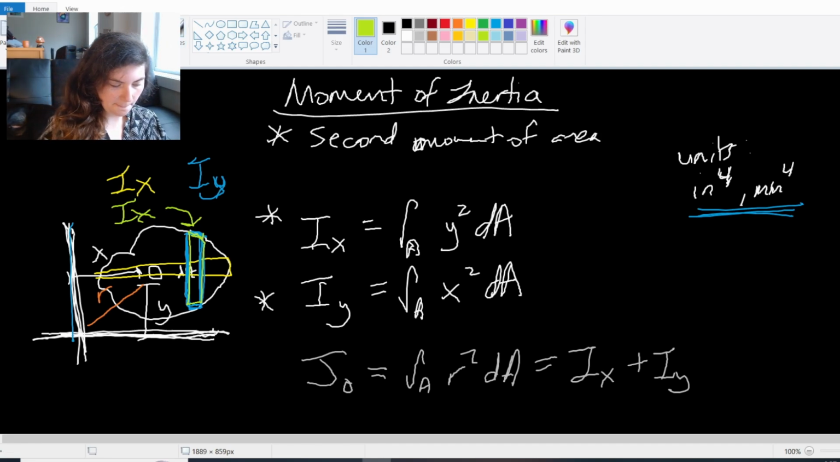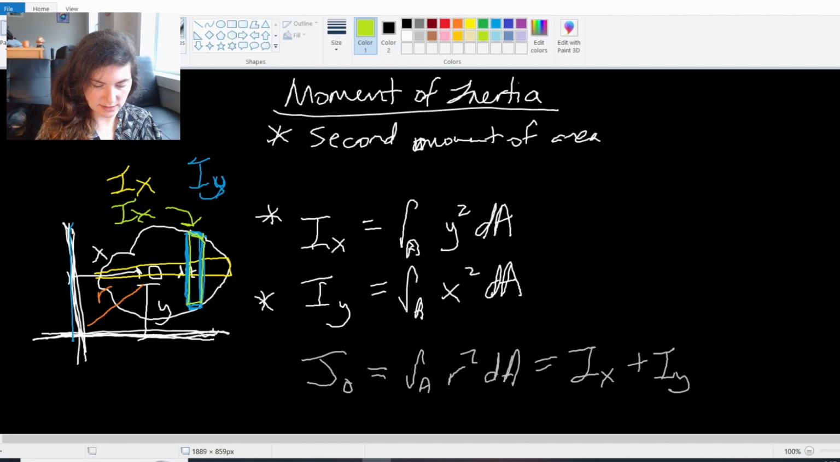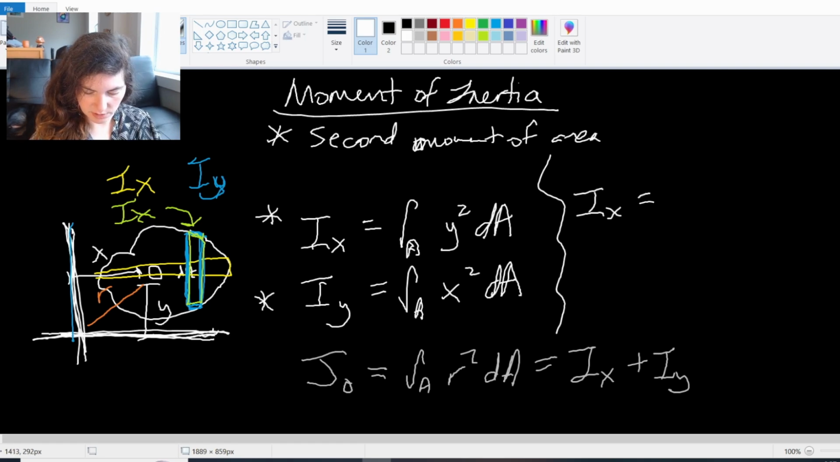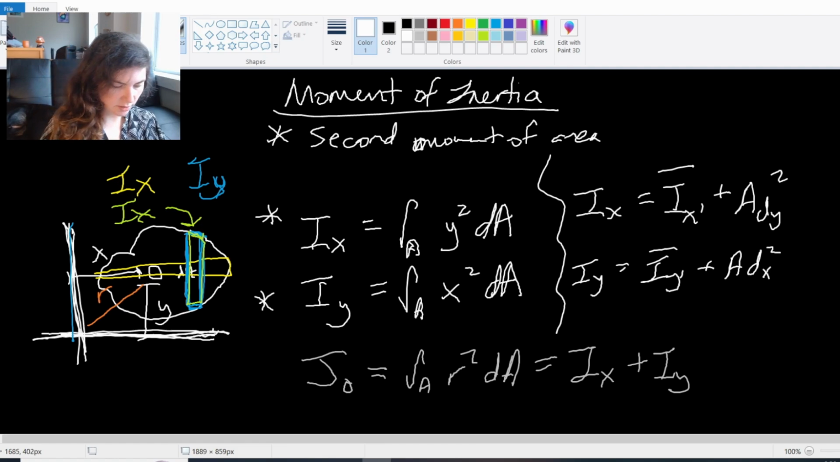So this means that if I want to use my parallel axis theorem, now my I sub x is going to be I sub x prime. This represents the centroid. We'll talk about that in a second. Plus A d sub y squared. And our I sub y is the same equation, just with y's: plus A d sub x squared.